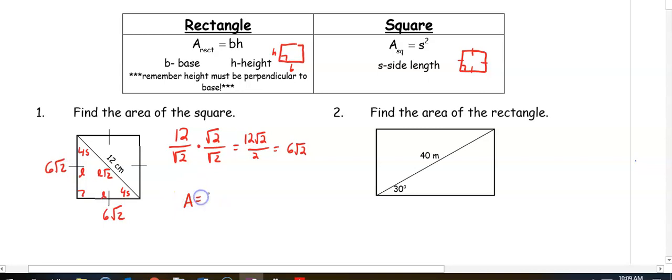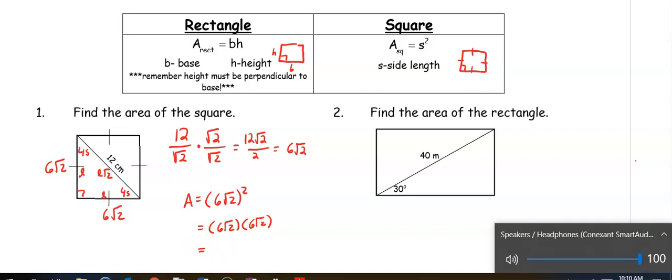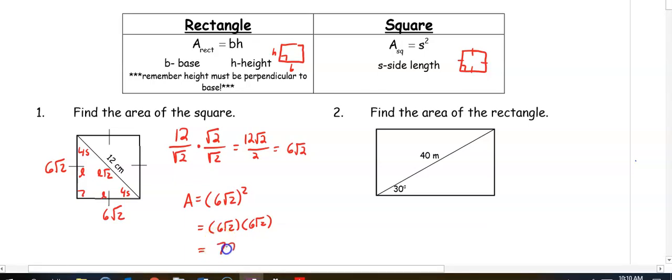So to get the area, we can do 6 root 2 squared, which is really 6 root 2 times 6 root 2. You can put them in your calculator either way. If you put this in your calculator with the squared, make sure you put parentheses around it, and we get the area is going to be 72 centimeters squared. Make sure that you always include your units in your final answer.